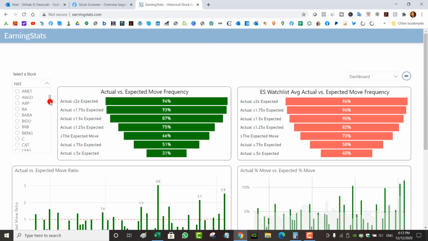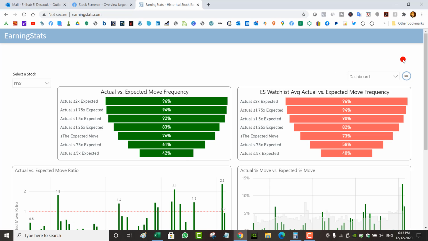And the other one is FedEx. I'm most likely going to play FedEx. It was a winner for me, I think 2 times in a row.